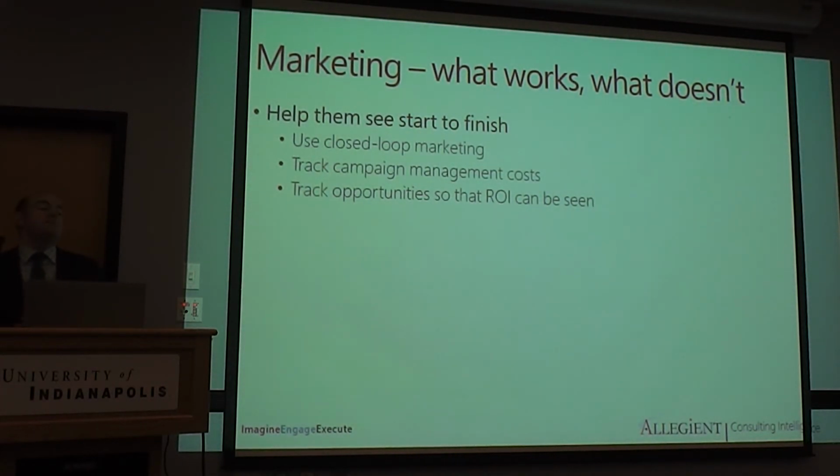What works? Help them see start to finish. If you're using a CRM system, use closed loop marketing, which means they can actually enter in the costs of the campaign. They can track that all the way through to the sales, and as the salespeople close deals, it gets associated back to that marketing campaign if it was as a result of it, and allows them to ultimately see at the end of the process that their marketing campaign made money.